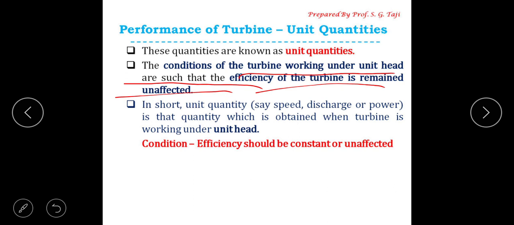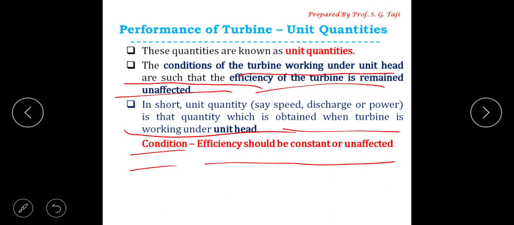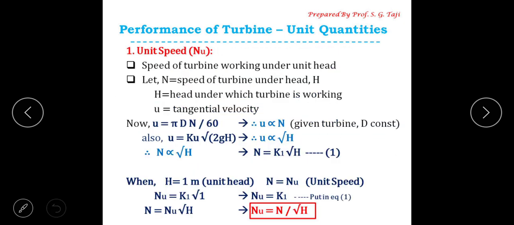In short, a unit quantity, say speed, discharge or power, is that quantity which is obtained when the turbine is working under unit head. The condition is that efficiency should be constant or unaffected. Okay?